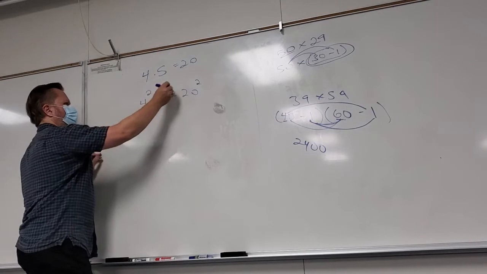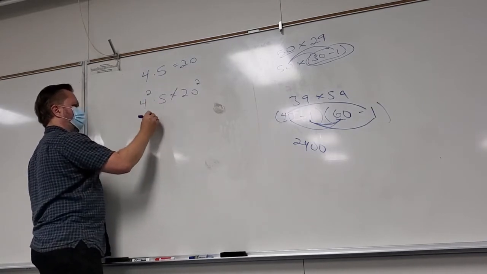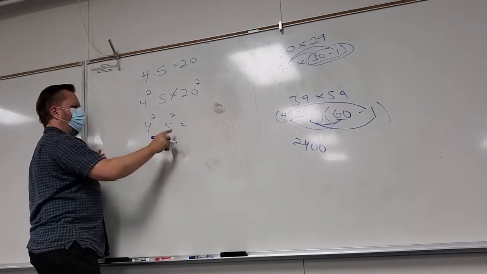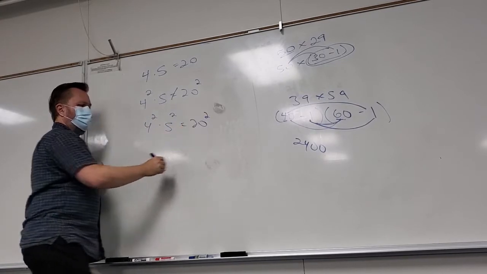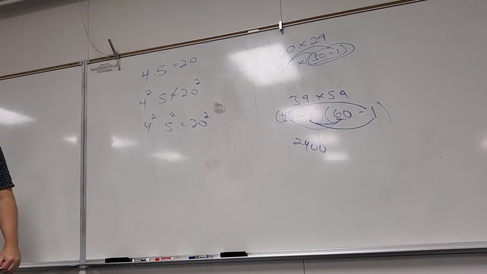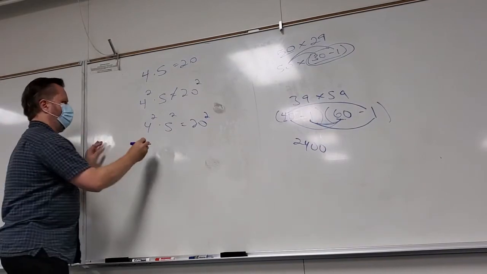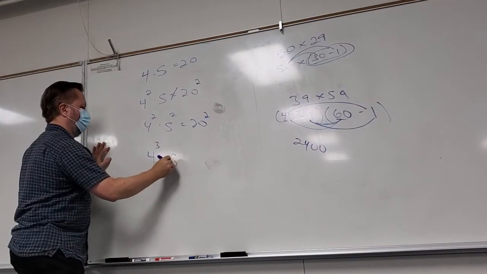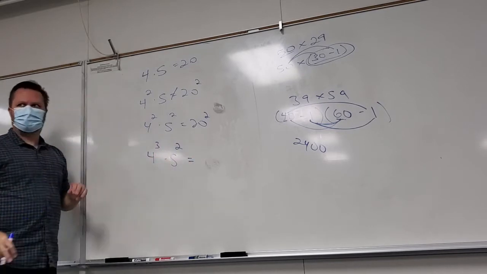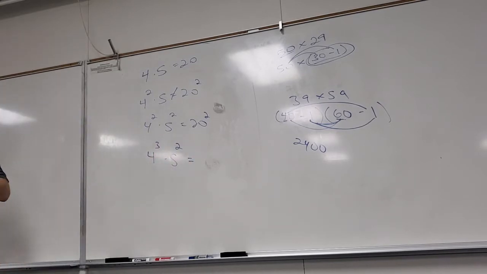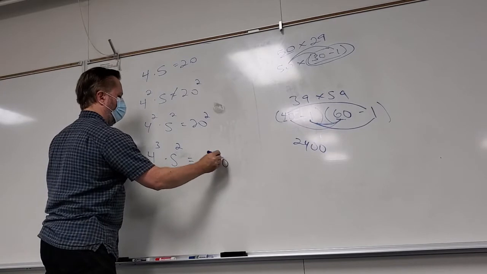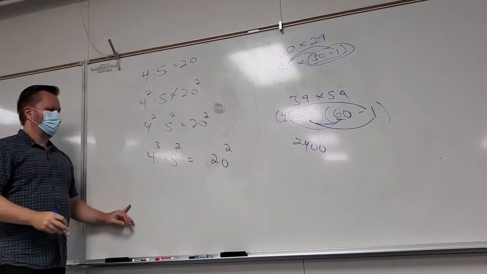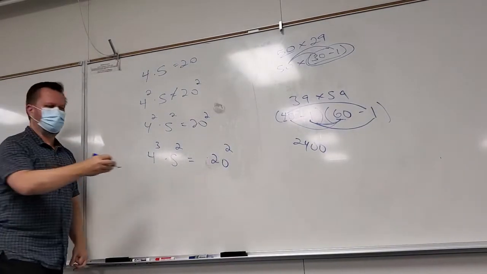So this is not true. But if it was this, how many 20s can I make out of two 4s and two 5s? Two 20s. Then if I had this, for example, how many complete 20s can I make? Two. And what do I have left over? I had one extra 4.